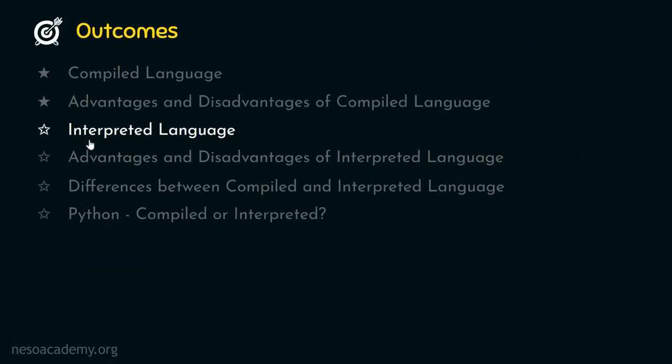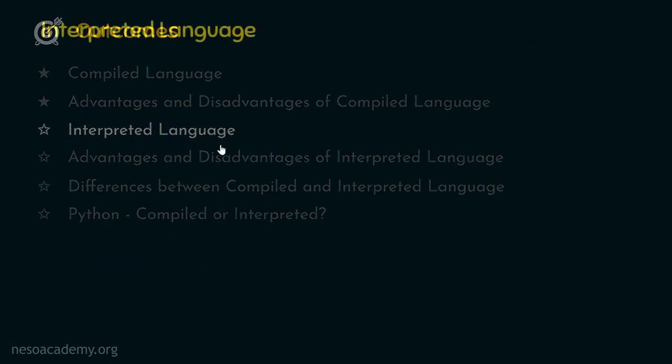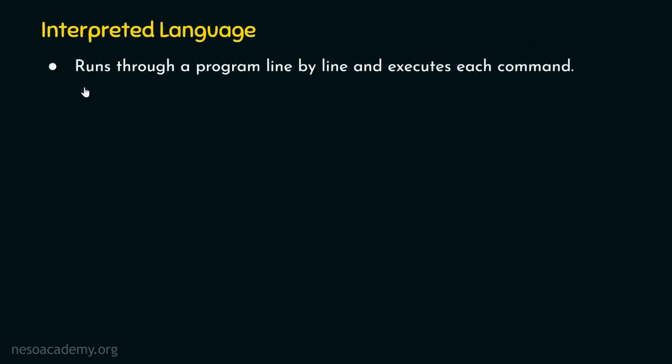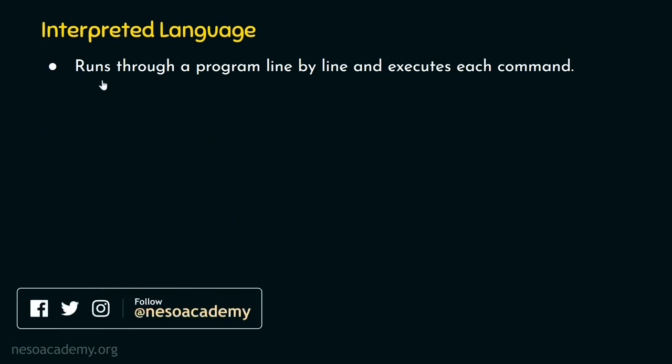Let's now learn about interpreted language. In case of an interpreted language, a program is run through line by line and executed one command at a time. Interpreters are the software involved in the execution of an interpreted language. Interpreters read and execute the program at hand instruction by instruction. After being read, each instruction is translated into the binary machine code and then executed.